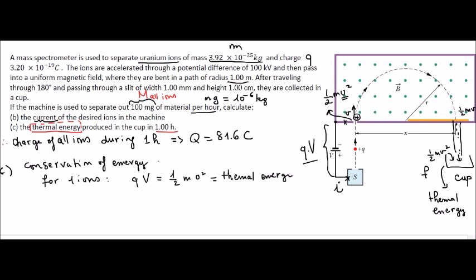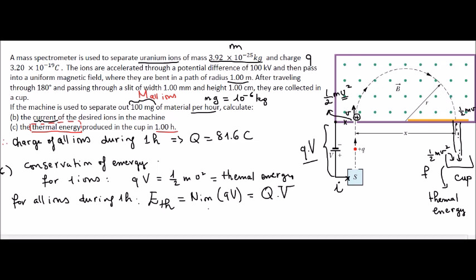Now for all ions during 1 hour, what is the thermal energy? I can write it like this. That's the total kinetic energy of all ions, you add them up. That's the total potential energy of all ions, you add them up. So that's the number of ions times qV. But what is the number of ions times q? That's the total charge times V. So a simple balance of energy gives us the result.